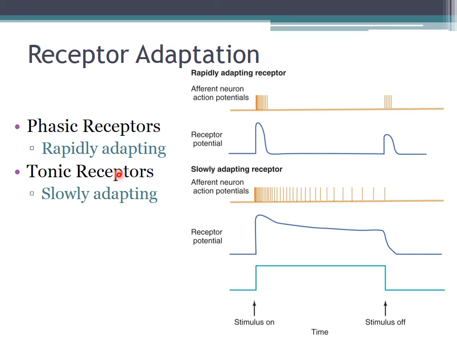Classic examples of the tonic receptors, the ones that don't ever really stop responding, are nociceptors. Nociceptors are pain receptors, and they adapt slowly. As long as there's tissue damage or some type of painful stimulus, that pain receptor is going to respond to it.